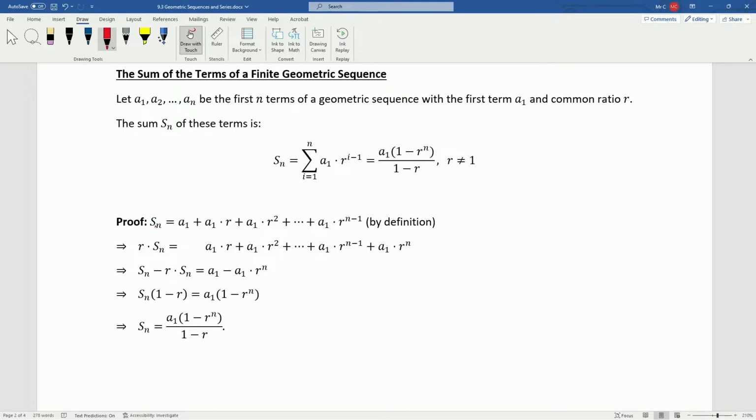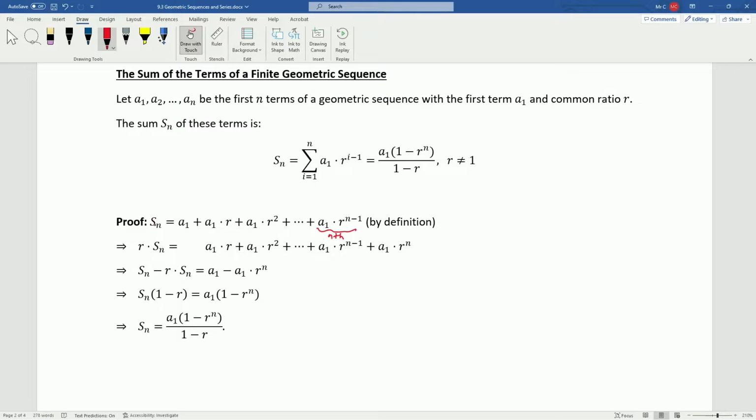So here, I write out my sum long ways. The sum s sub n of the first n terms, that's a1 plus the second term a1r plus the third term, a1r squared, plus dot dot dot, and this is the nth term. Remember, a1 times r to the n minus 1 is actually the nth term.